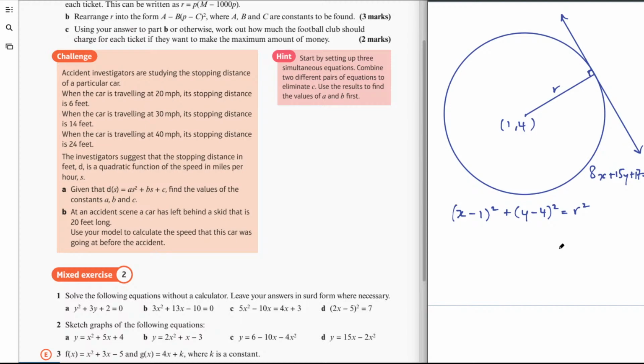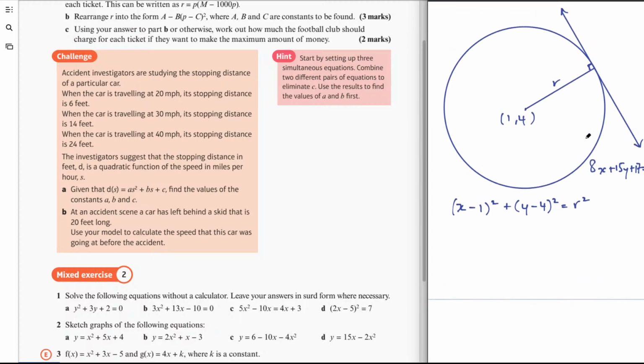Okay, I'm going to just start something. I'm not remembering exactly how to do these, but firstly you can find the gradient of the tangent. This would be negative 8 on 15. Change in x, change in y. Exactly.